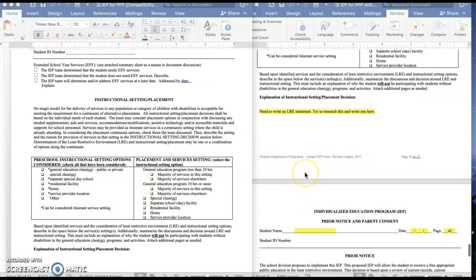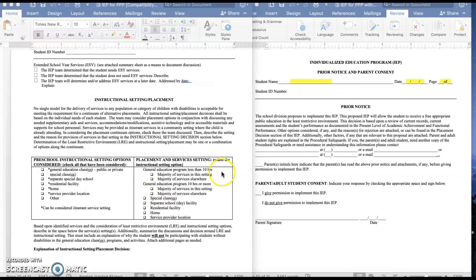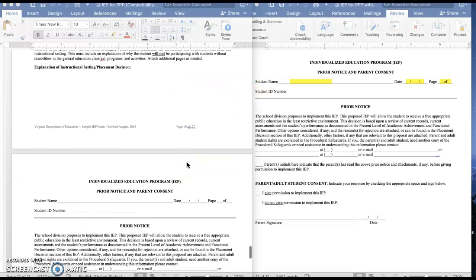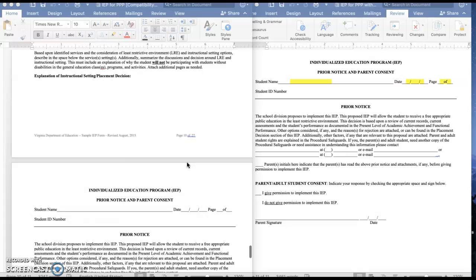And then we talked about the LRE statement over here. Then you scroll down and the parent would give permission on the day of the IEP. So you just need to fill in the top and that's it. And that is all you need to fill out for part 3.